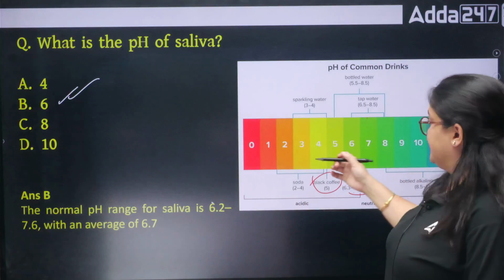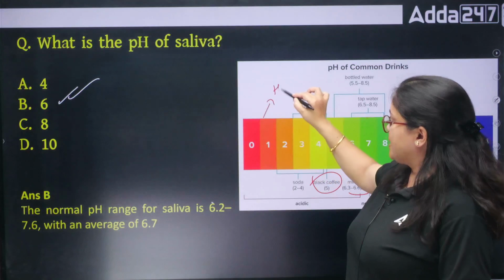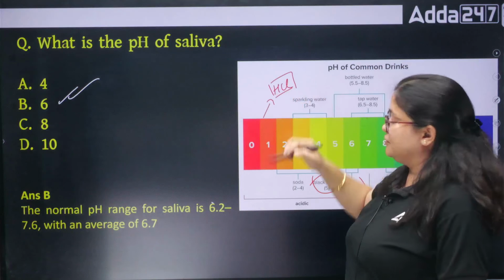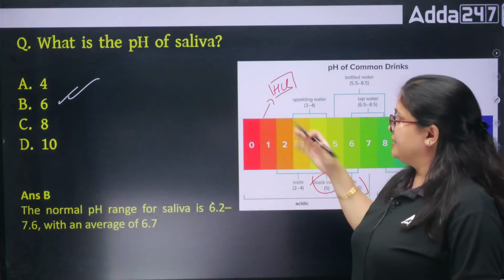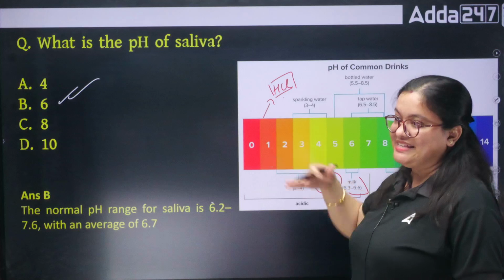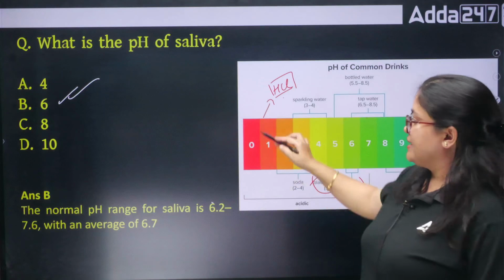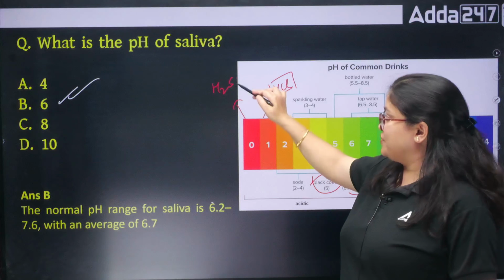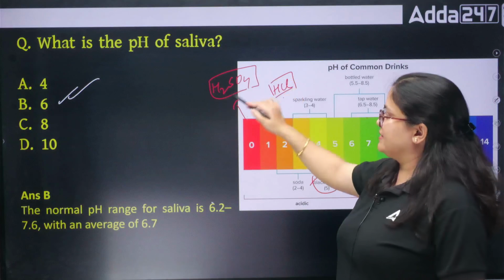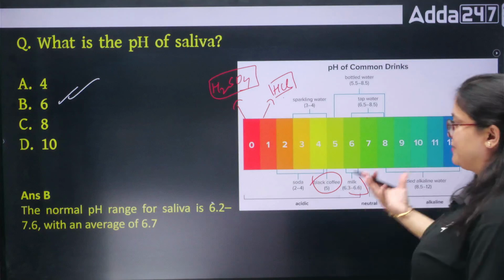Okay, and when we talk about the acidic juices present in our body, one is hydrochloric acid. The pH range is around 1 or 2. Okay, and around 0 to 1, that is the pH of battery water, which consists of strong sulfuric acid, right? So these are the different pH values you have to remember.